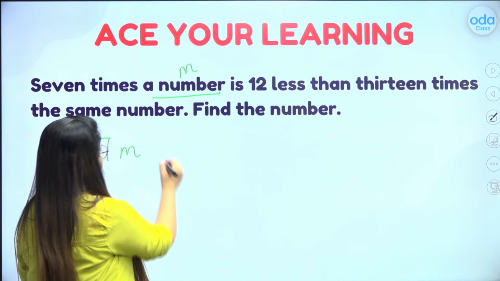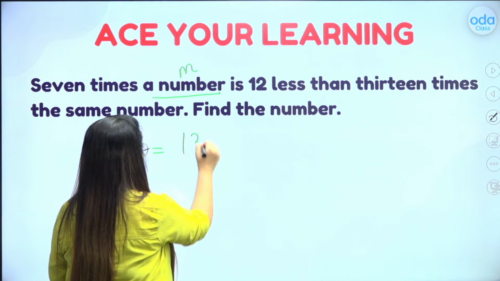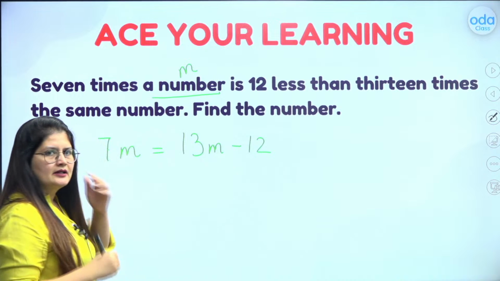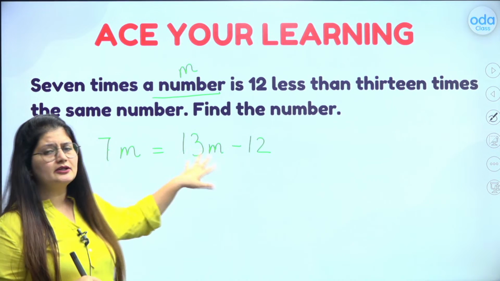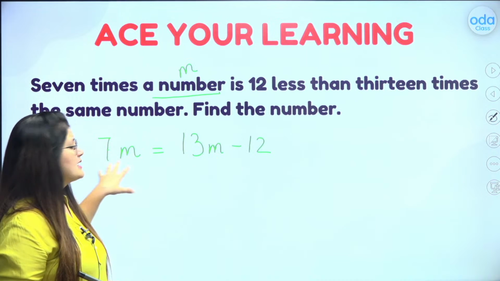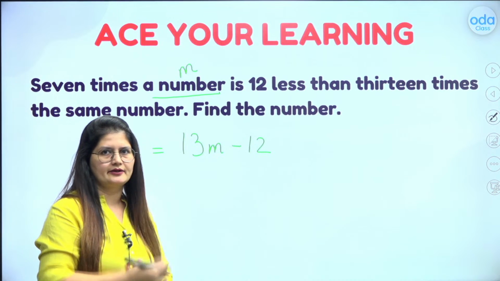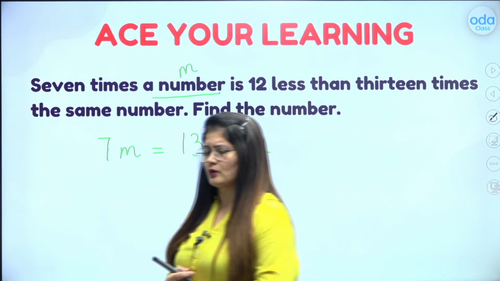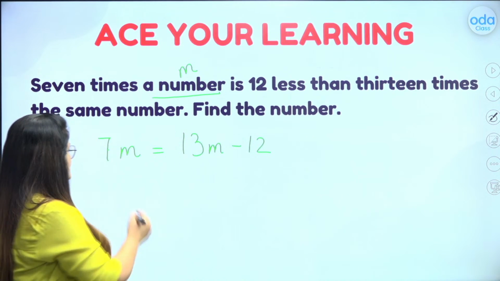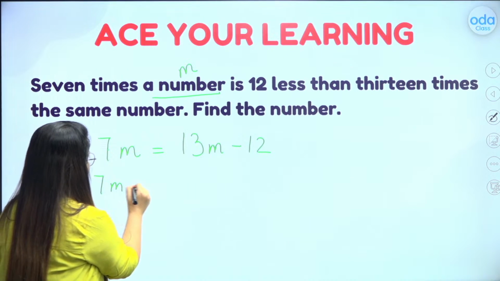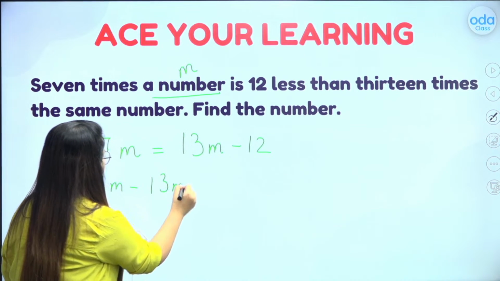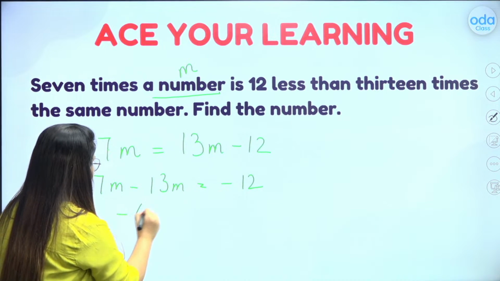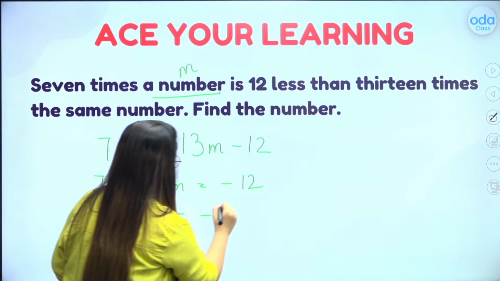That means this is actually what? If you do 13 times of the number, it is going to be 12 less. This number is actually 12 less than whatever 13 times of the number is. Clear? So now can we all just solve this question? Yes, let's go ahead and see how we are going to get the answer. So this is going to be 7m minus 13m, which is equal to minus 12. Yes, so that is going to be minus 6m is equal to minus 12.